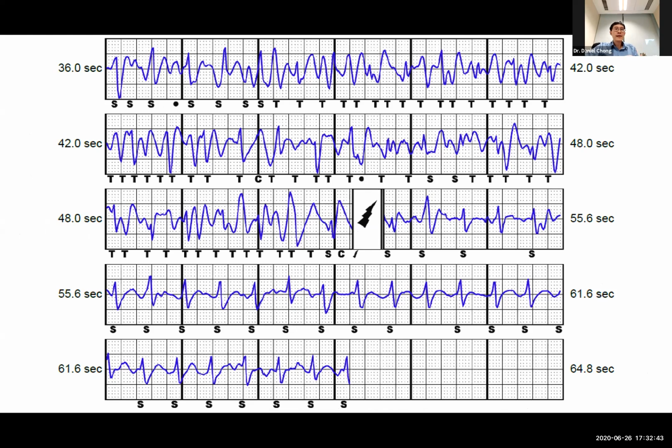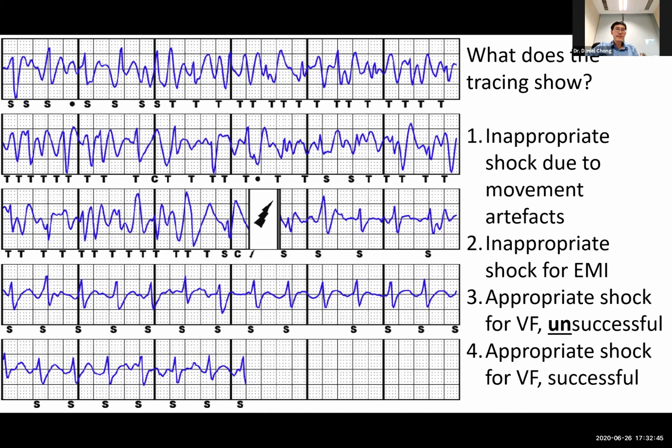Okay, so let me go on to the questions. What does this tracing show? Number 1, an inappropriate shock due to movement artifacts. 2, inappropriate shock for electromagnetic interference. 3, appropriate shock for VF but was unsuccessful. Or 4, appropriate shock for VF and it was successful. Maybe let's vote.